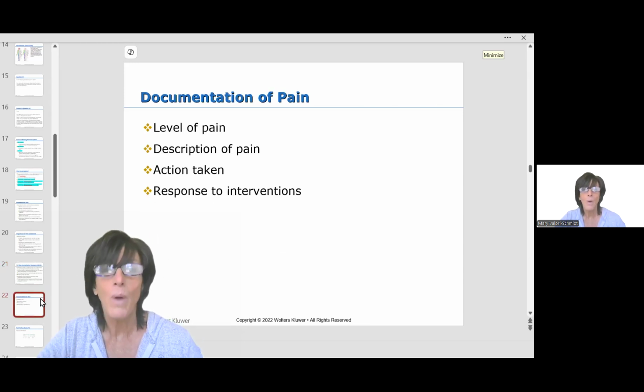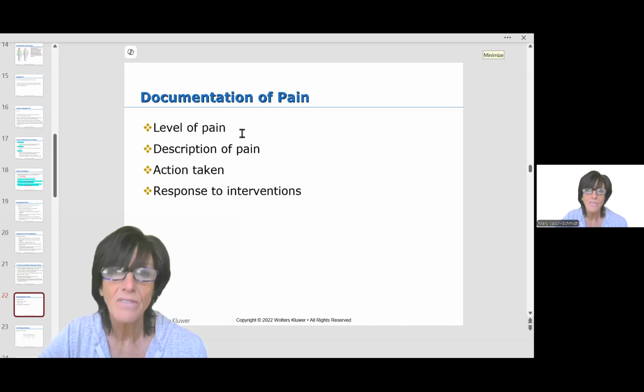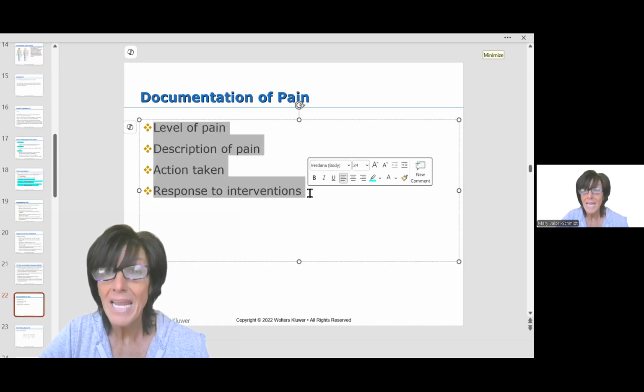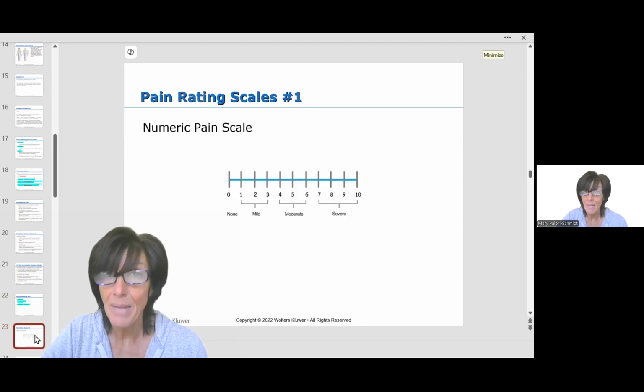Documentation. How do we document? Well, we document what is the level of pain, rate the pain. And we're going to take each of these and break them down so that you understand. Describe the pain. What did you do as the nurse? And how did the patient respond? Okay, those are the 4 important things that need to be documented when you're caring for somebody that has pain.